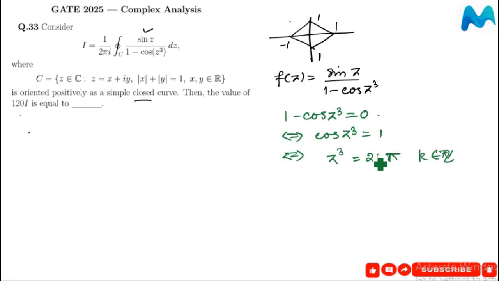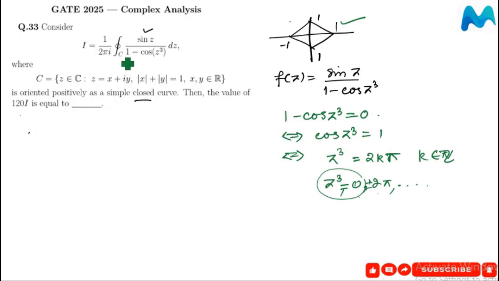Putting k equal to 0, we get 0, then 2π and so on, plus and minus. All of these except 0 will lie outside the curve, so their integral will be 0. We need only one singularity, which is z = 0. So for z equal to 0, we have to find this integral.